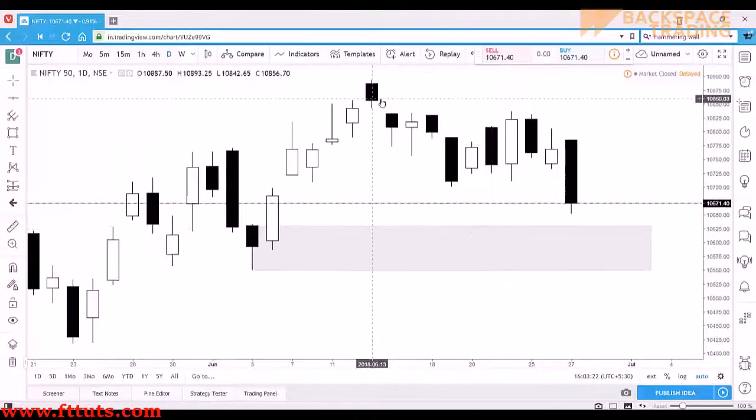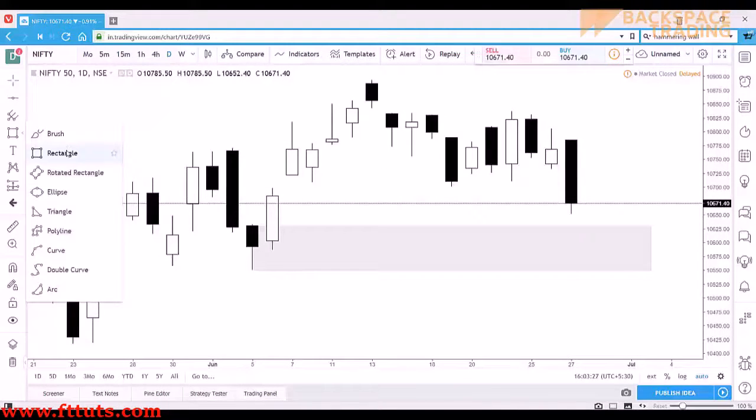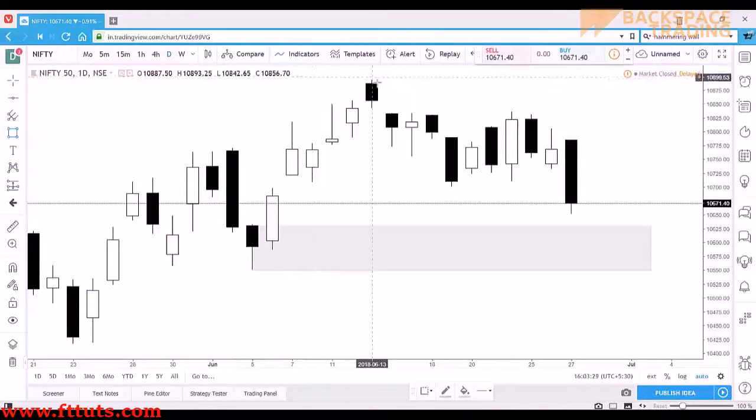So again, to draw the resistance, pick the rectangle box, start from the upper wick. For resistance, use the upper wick, connect to the lower body and go across the current price as well. Now you have marked your support and resistance. It's that easy.